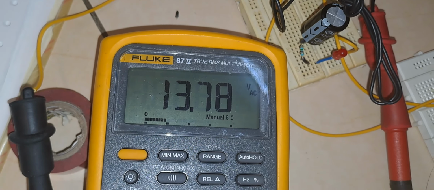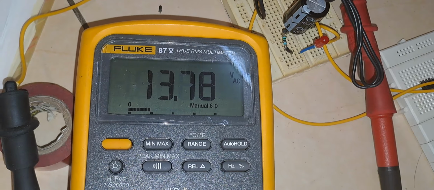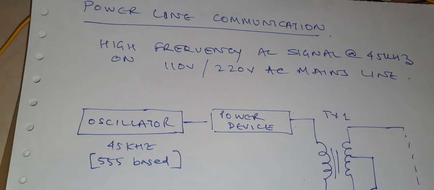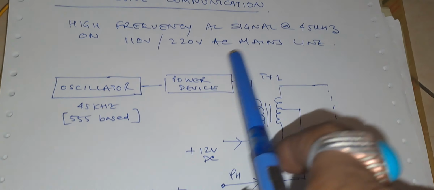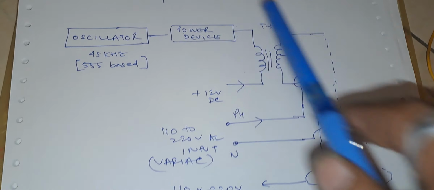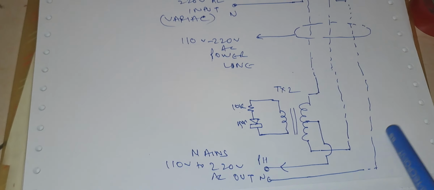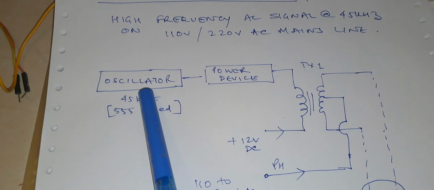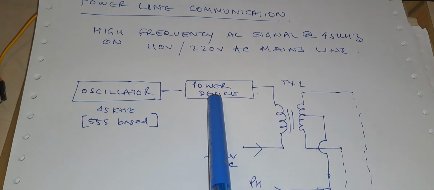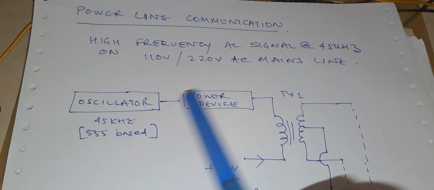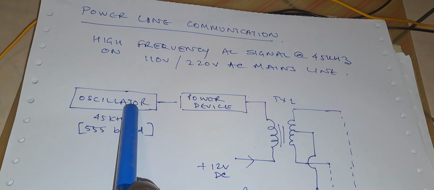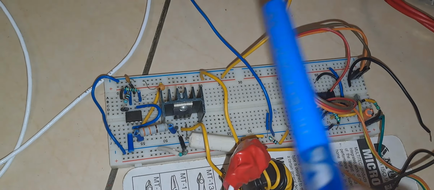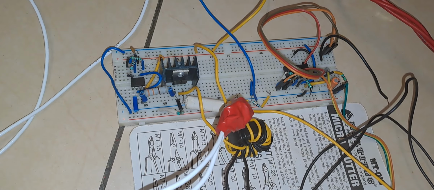Now I am going to show you the basic diagram first, then I will activate the mains line. The circuit has basically two parts. This is the first transmitter part and here is the receiver part. On the transmitter part, we have an oscillator, we have a power device, we have a transformer. So what is the oscillator doing? The oscillator is oscillating at a frequency of 45 kilohertz. This is the transmitter section.